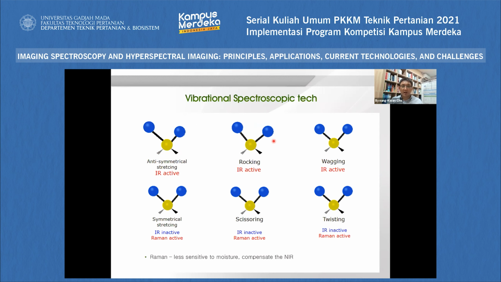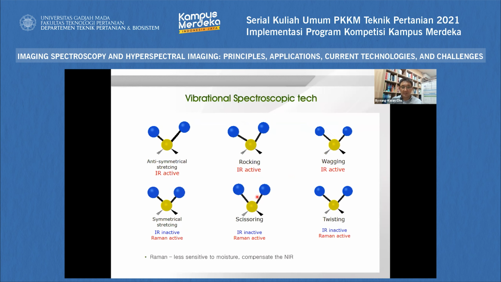Okay, this is rocking. This is also anti-symmetric. Infrared is very sensitive here, and wagging back and forth is also anti-symmetric. This is IR sensitive also. Okay, but how about this? This is stretching, but symmetric, right? Symmetric stretching. In this case, infrared cannot detect this vibration, but Raman can detect this vibration.